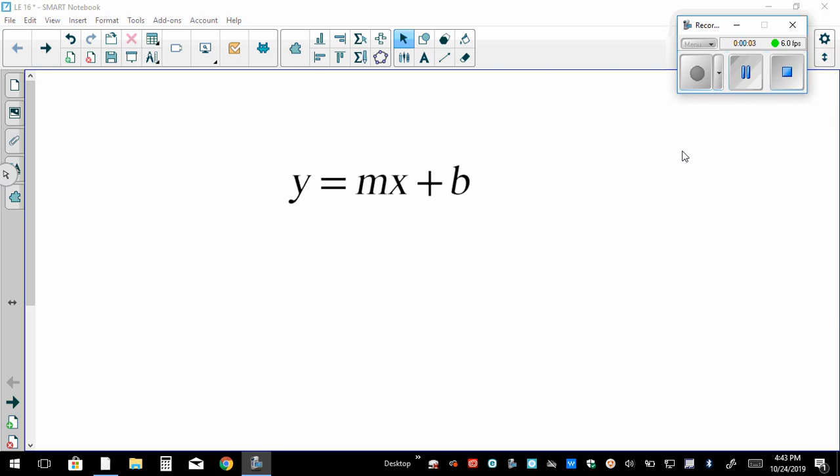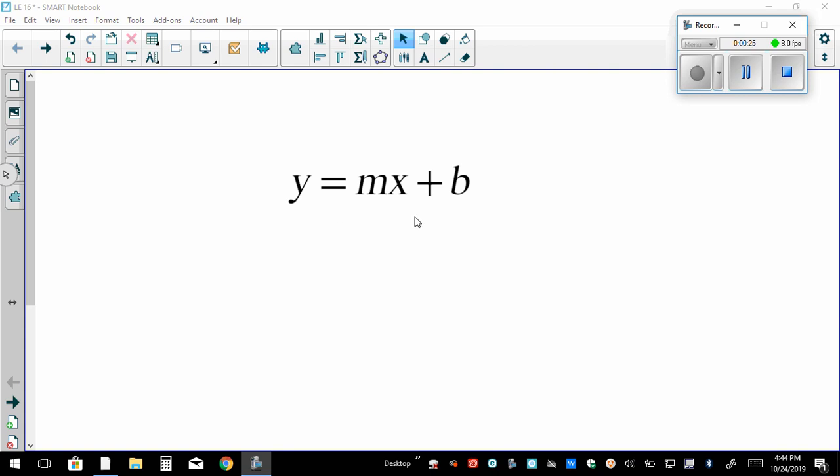Okay, 8th graders. Today we're going to look at graphing using the slope-intercept form. And in lesson 12, we were introduced to linear functions. The slope-intercept form is the most common equation used to represent linear functions. It's called this because the slope and the y-intercept are easily identified.